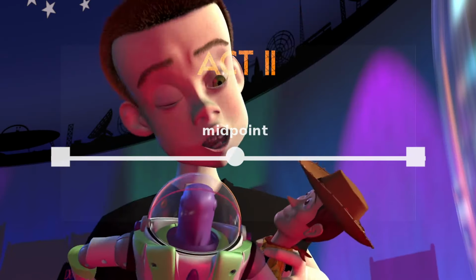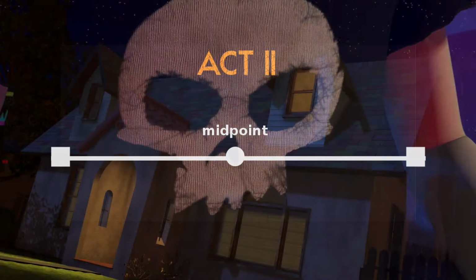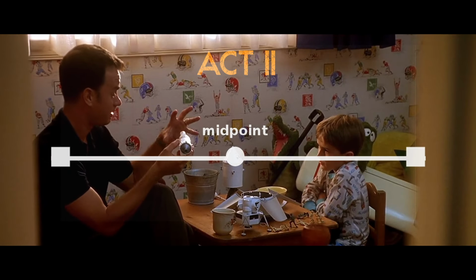They're taken to Sid's house. A midpoint is an event that ups the stakes. It takes the story in a new direction. There's a radical shift at the midpoint. It changes the course. It's a refresh for the plot.